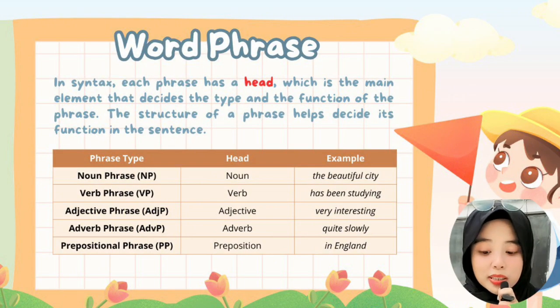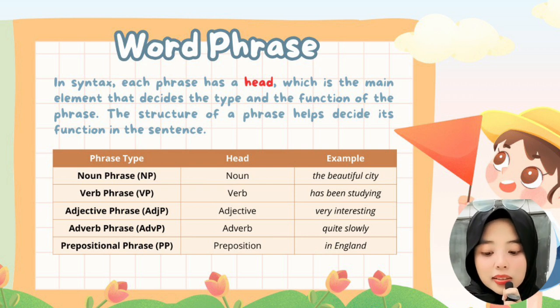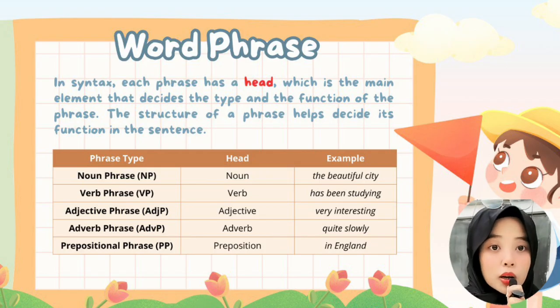Okay, the last material is about word phrase. In syntax, each phrase has a head, which is the main element that decides the type and the functions of the phrase. The structure of a phrase helps decide its function in the sentence. Okay, the next is about the list of word phrases.